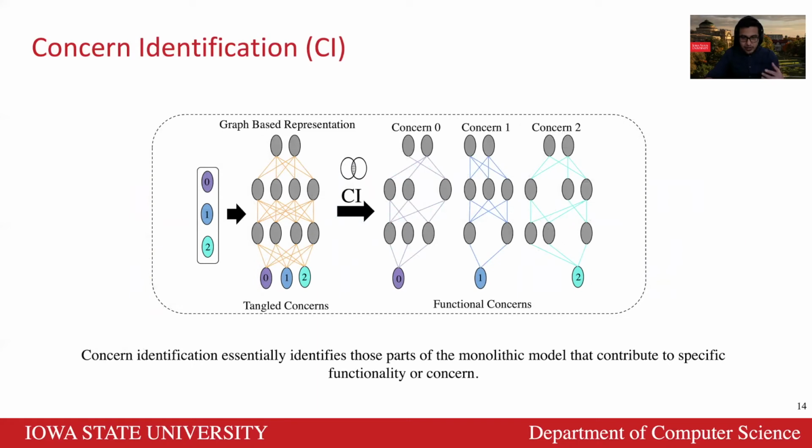Constraint identification essentially identifies those parts of the monolithic model that contribute to a special functionality or constraint. To untangle the constraint of the output level, one could obtain the piece of the DNN that can perform a certain task, for example, prediction of a single class, and hide the non-dominant constraints to separate that constraint.